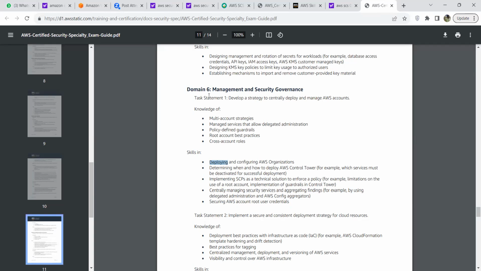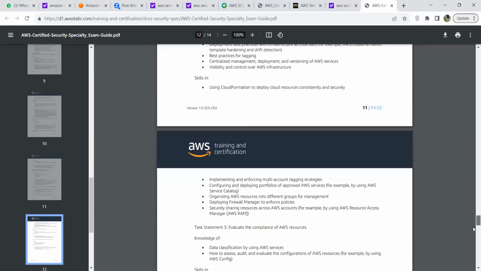And also how you can implement infrastructure as code, how you can deploy various resources by using automation tools like CloudFormation, Terraform, and what kind of best practices we need to use when we use infrastructure as code services. All those things will be discussed.